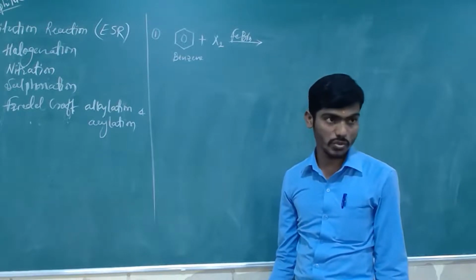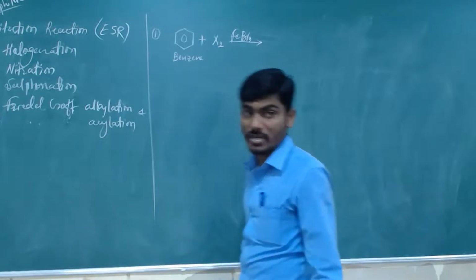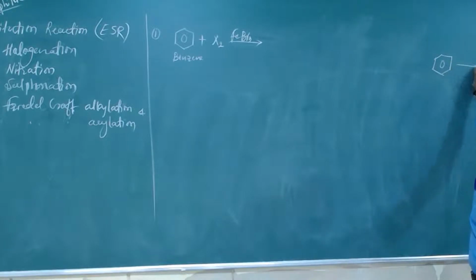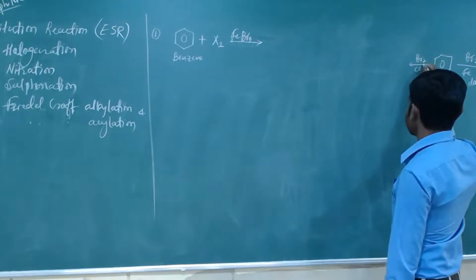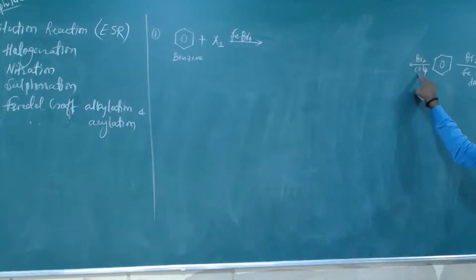A Lewis acid is used, preferably in dark conditions, not in the presence of sunlight. See the difference: suppose the same benzene ring is treated with Br2 or Cl2 in the presence of Fe or in a dark condition, the reaction is possible. The same reaction carried out in the presence of CCl4 is an addition reaction. In the presence of a Lewis acid, it is a substitution reaction.